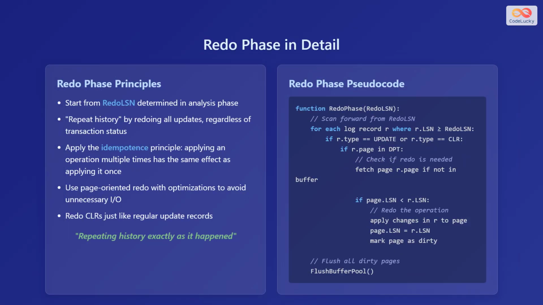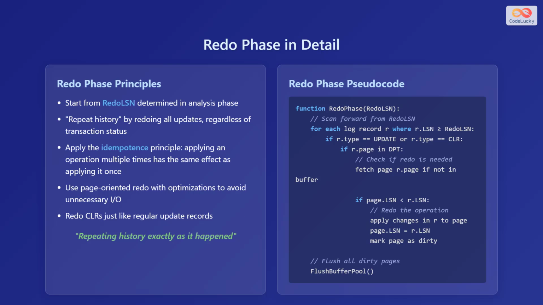Let's delve into the redo phase. The principles of this phase are as follows. First, start from the redo LSN that was determined in the analysis phase. Second, repeat history by redoing all updates, regardless of transaction status. Third, apply the idempotent principle, meaning that applying an operation multiple times has the same effect as applying it once. Fourth, use page-oriented redo with optimizations to avoid unnecessary I/O. And fifth, redo CLRs just like regular update records. Key principle: repeating history exactly as it happened.